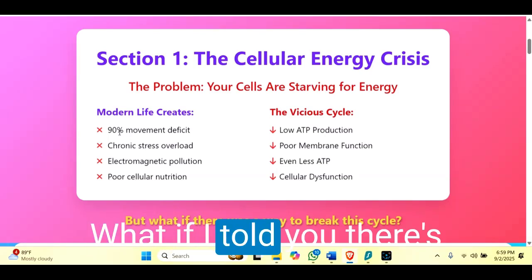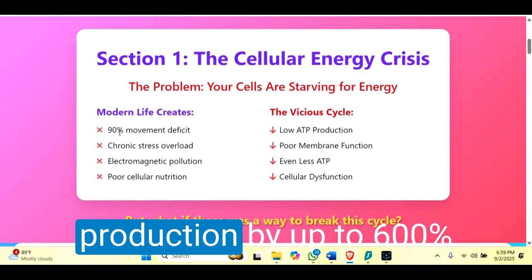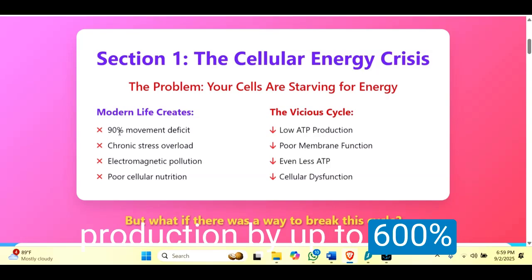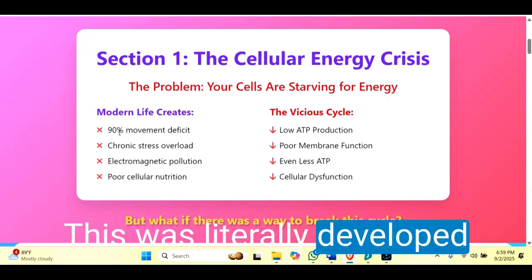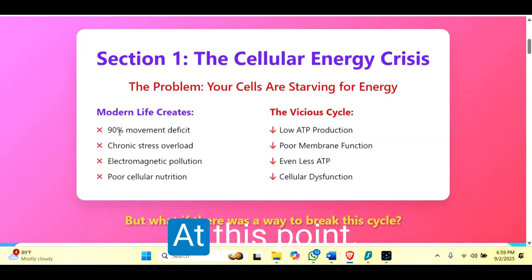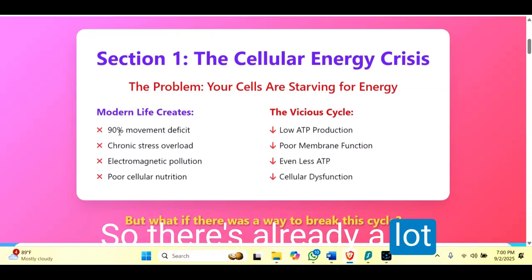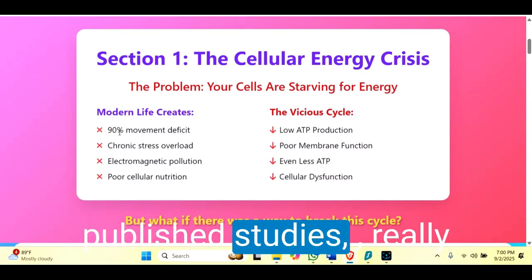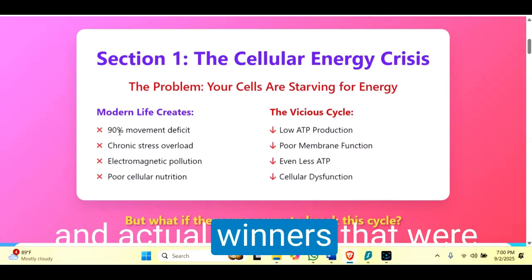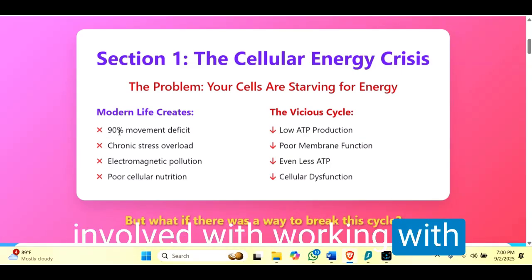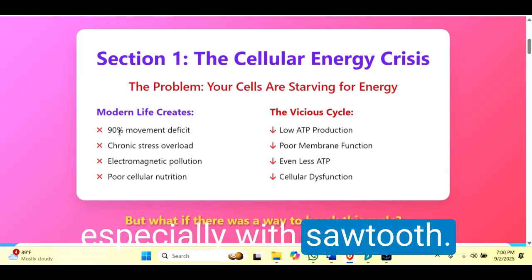So, section 1. What if I told you there's a specific shape of electromagnetic wave that can increase your cellular energy production by up to 600%? And it's not some futuristic technology. This was developed over 20 years ago, really closer to maybe 30 years ago. So there's already a lot of scientific research, published studies, and really impressive individuals, a couple of Nobel laureates, who were involved with working with specific waveforms in this PEMF research field, especially with sawtooth.